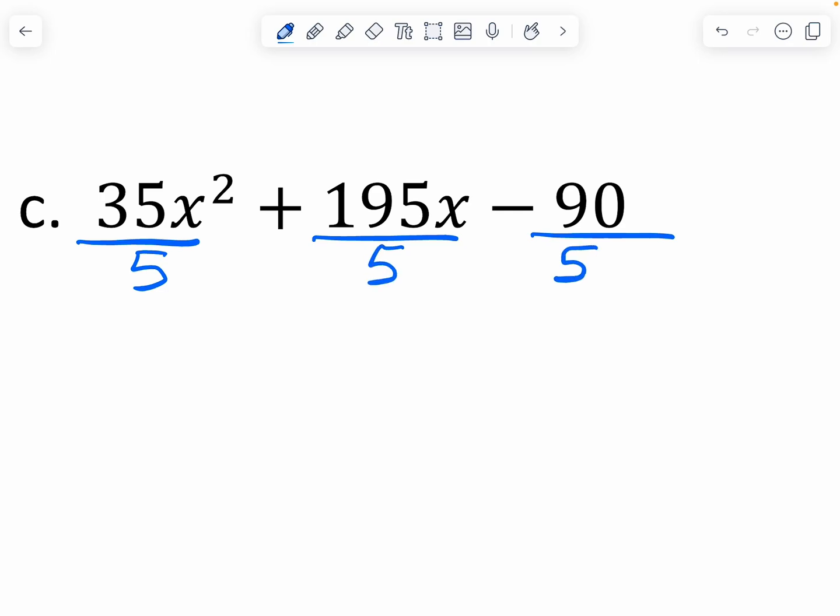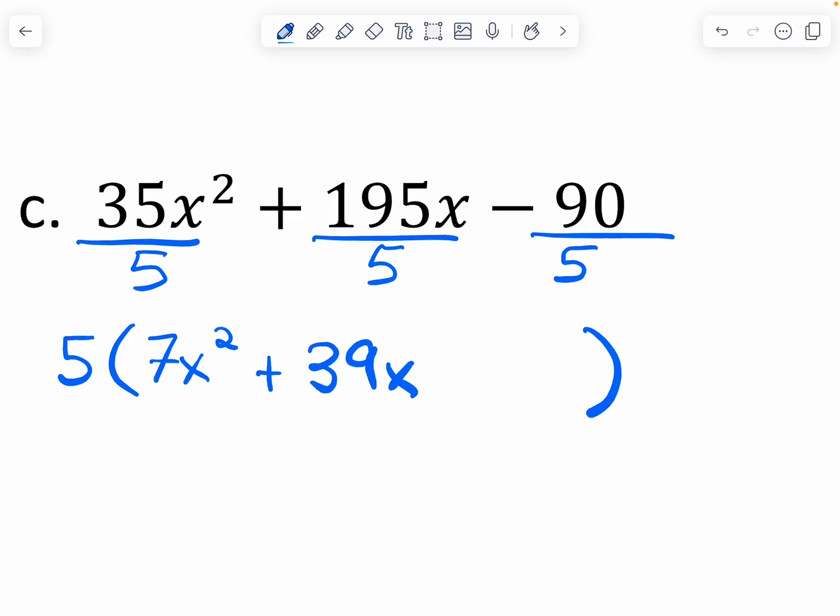So in order to remove that greatest common factor, I'm going to bring it out front, and then I'm going to divide each term by 5. When I do that, I get 7x squared. 195 divided by 5 would be 39x. And 90 divided by 5 would be 18.